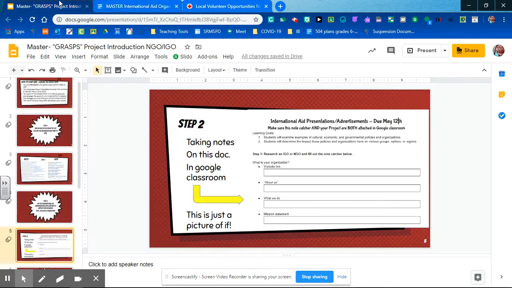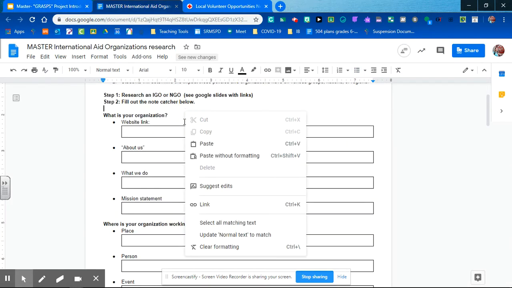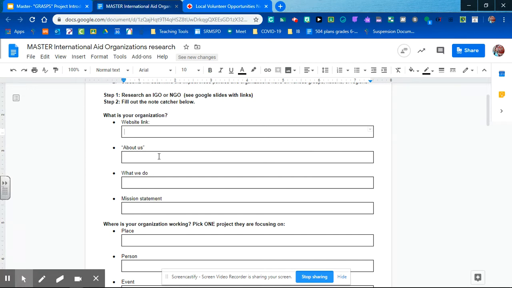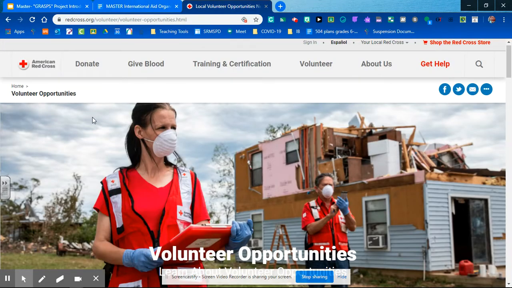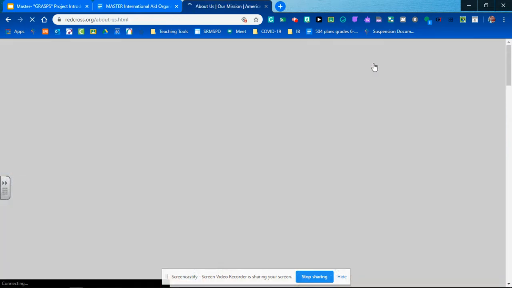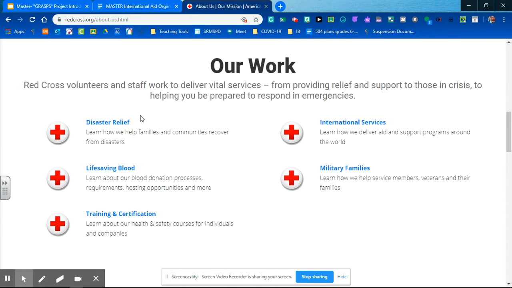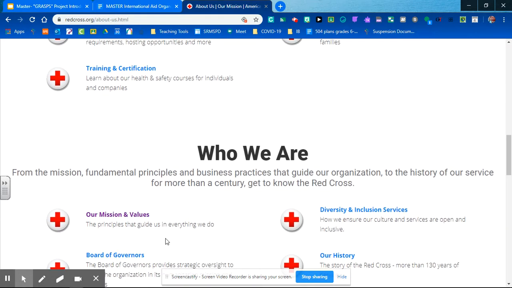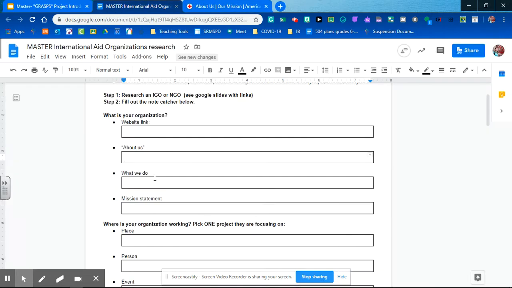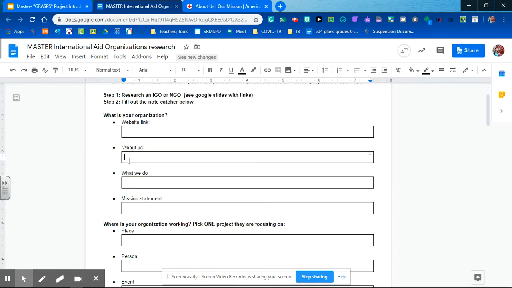Let's say, for example, you were doing the Red Cross. What is your organization? I would type the American Red Cross, and I would paste the link here. About Us: I would go to the American Red Cross's website, probably go to the About Us tab, read, think, and put it in my own words. They provide disaster relief, blood, international services, how they help military families, mission and values. Now we're getting into it. Mission statement: you may copy and paste the mission statement, but for the about us and what we do, you're going to summarize these and put them in your own words.